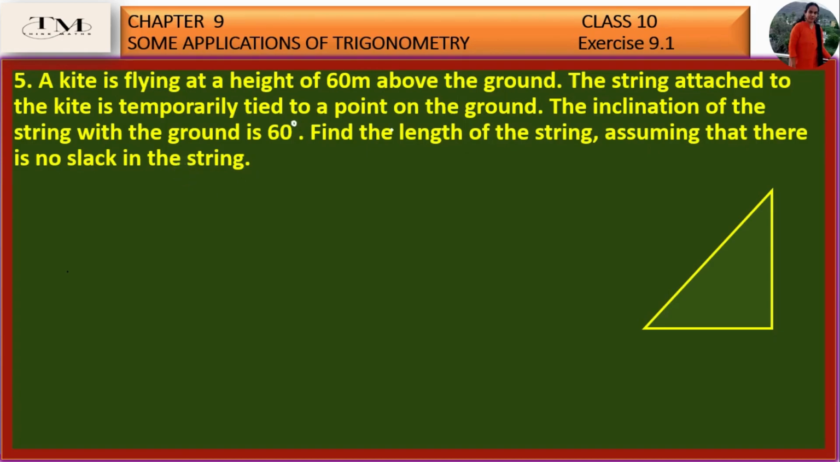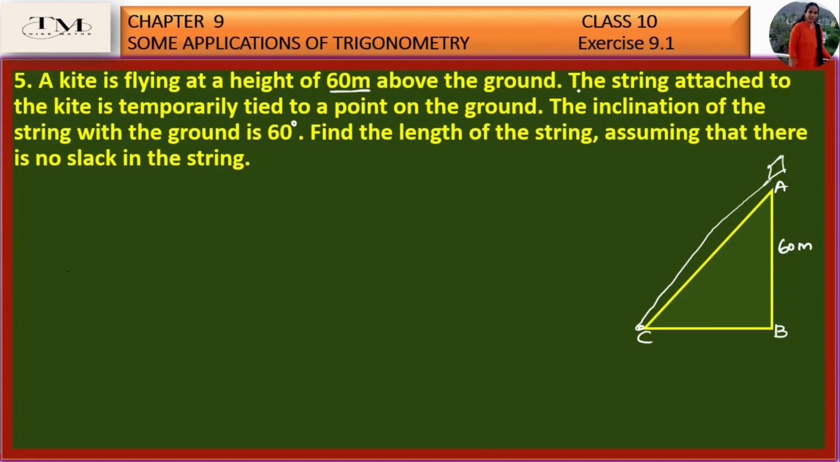So here there is a kite, and this kite is tied to the ground without any slack. So this is tied to this point. Now a kite is flying at a height of 60 meter above the ground. So let us assume this triangle name is ABC. So the kite is at A. From the ground, B is a point on the ground. So from the ground, the height is 60 meter.